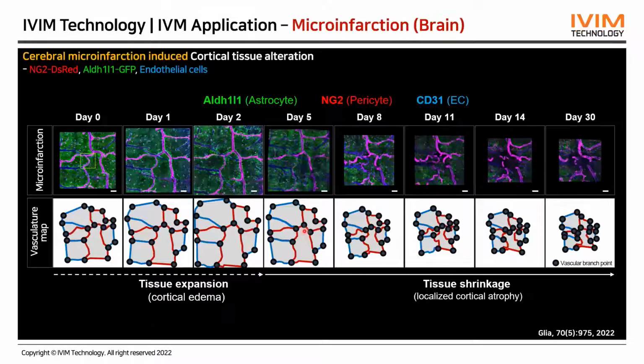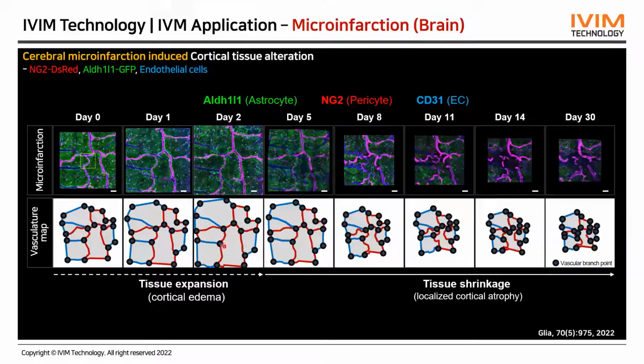To investigate the cell-level alteration following microinfarction, we performed long-term repetitive in vivo imaging of the cerebral cortex for 30 days after photothrombosis in a live animal model implanted with a cranial imaging window. By utilizing a double transgenic mouse of a pericyte reporter, NG2-DsRed, and the astrocyte reporter ALDH1L1-GFP, we can simultaneously visualize astrocytes and pericytes composing the neurovascular unit.